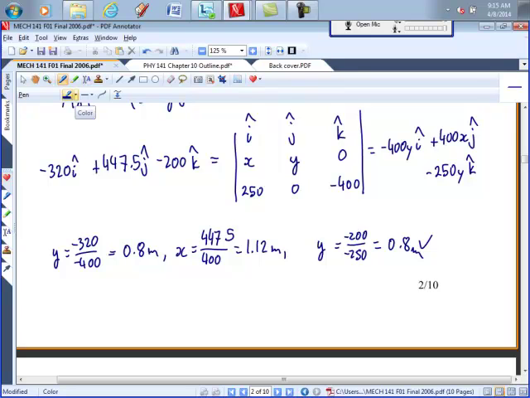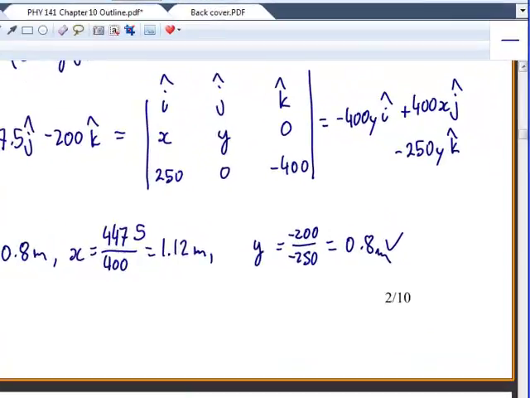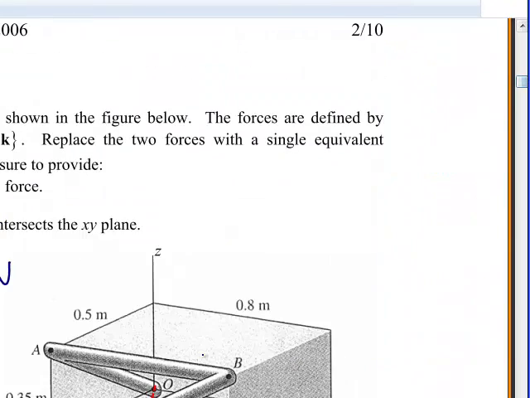So we've basically found the wrench. The wrench does not have a parallel component of the moment, so it's just a single resultant force that's located at 0.8, 1.12, 0. That's going to have the equivalent force and moment as the situation that's given here.